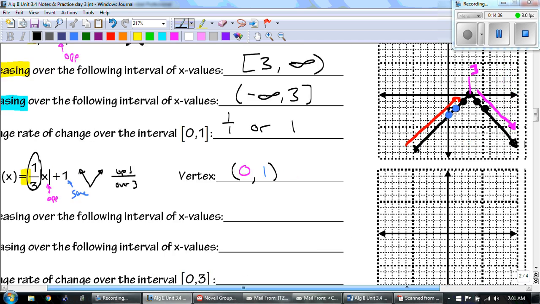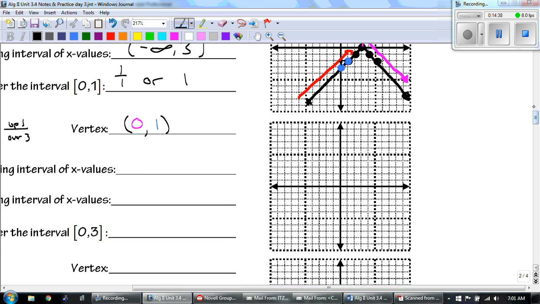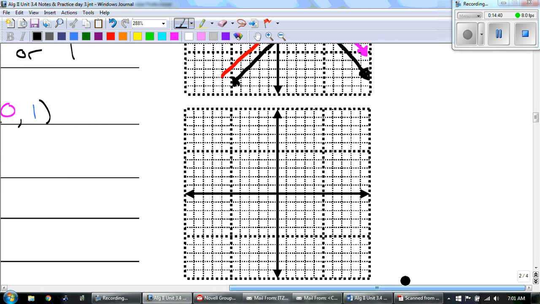Okay, so on our graph, at 0, 1, there we go, and I go up 1 over 3, up 1 over 3, and I need to do that in both directions. Okay, so from there I'm going to graph.